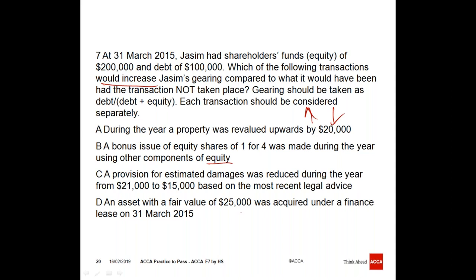An asset with a fair value of 25,000 was acquired under a finance lease. So an asset with a value of 25,000 was acquired under lease terms, so it will actually increase the gearing, because your debt will be increased. So D is the right answer.